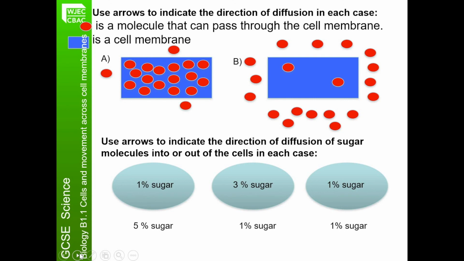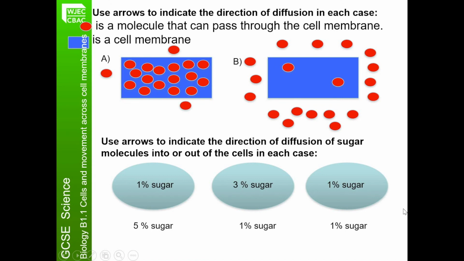The 3 circles underneath, it says use arrows to indicate the direction of diffusion of sugar molecules into or out of cells. So the higher the percentage, the more sugar molecules there are in the solution. So we've got in the first diagram 1% sugar inside the cell, 5% outside. So there's more outside, so the sugar will move in. So the arrow should be going into the cell. In this example, 3% inside, 1% outside. This sugar molecule should be diffusing out of the cell.